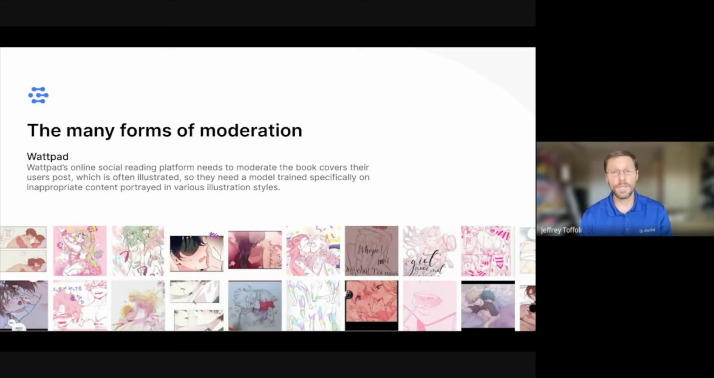Wattpad is another case where they had a unique need. Wattpad is a publisher, and they have this whole specialization of publishing books that have illustrated book covers, and being able to moderate these particular types of images that have their own particular attributes presented its own unique problems. We helped them to create a custom solution that could identify inappropriate images in an illustration style.